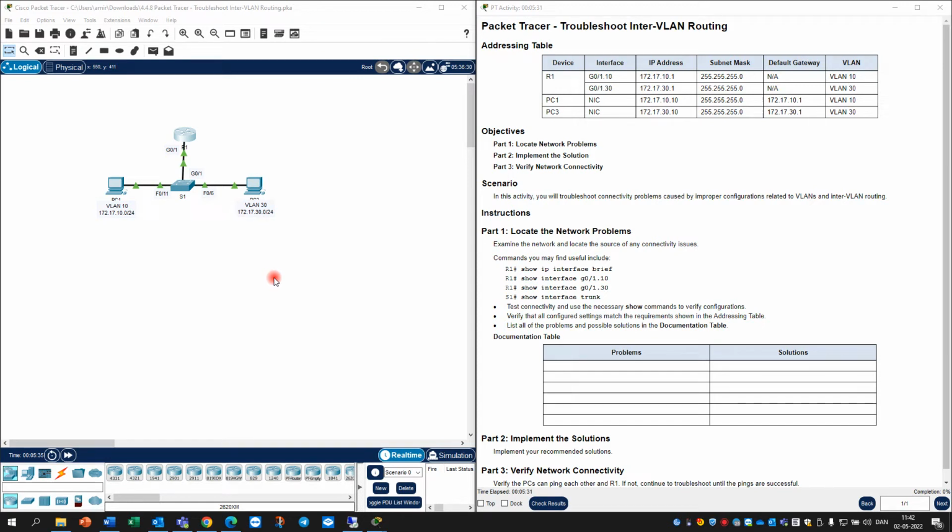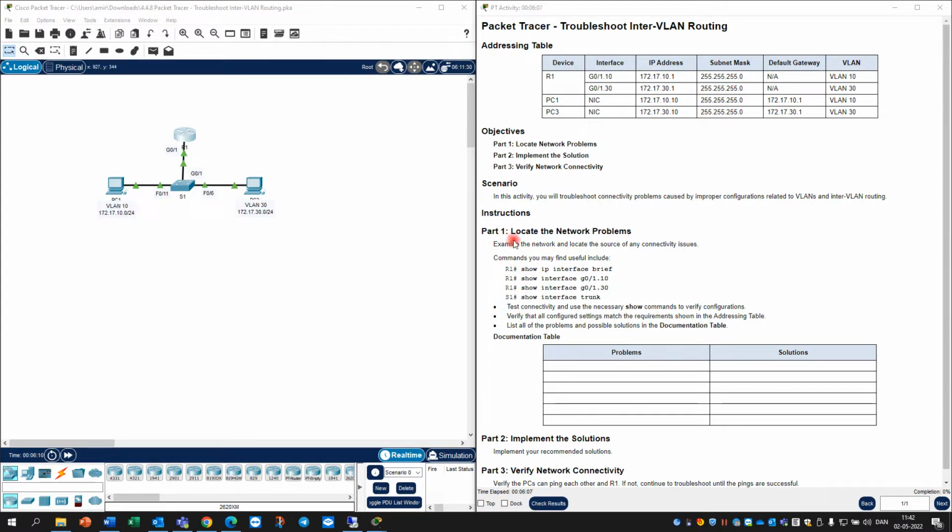Hello everyone. In this video, we want to take a look at Packet Tracer 448 CCNA version 7 Troubleshoot Inter-VLAN routing. We should discuss any issue and problem in inter-VLAN routing. It's a simple network that includes one router, one switch and two PCs. First, we should locate the network problem, find the issue and implement the solution. Fix the problem and verify network connectivity to confirm connection between the two PCs.